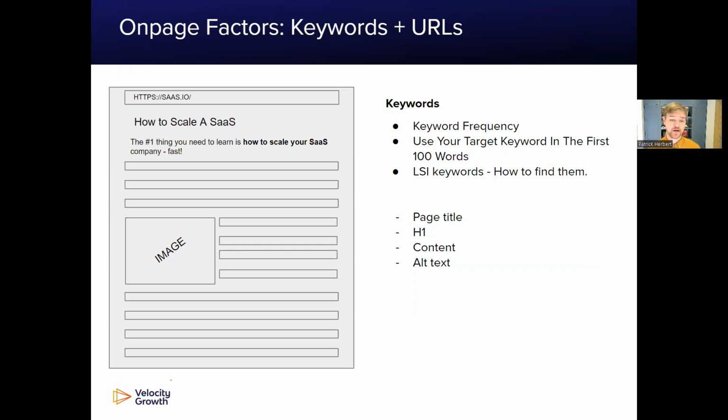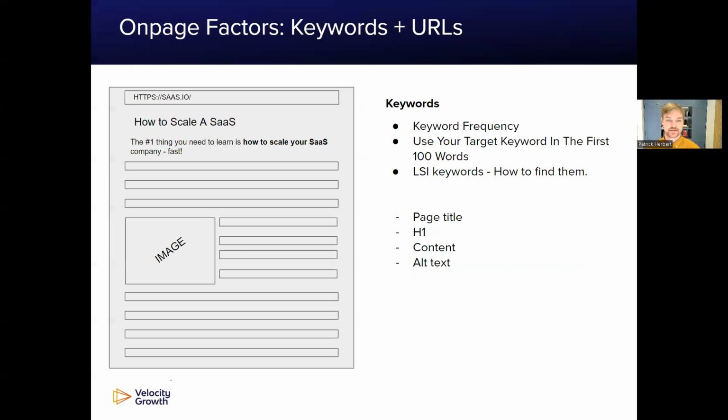So LSI keywords, as I have mentioned, are these tertiary, secondary keywords, right? So they're basically things that are related to the thing you're writing about that you want to include in your content. Now, I could go into how to find them. But frankly, it's not so difficult to just think about what that is. If you write normally, you're going to write with those in it.